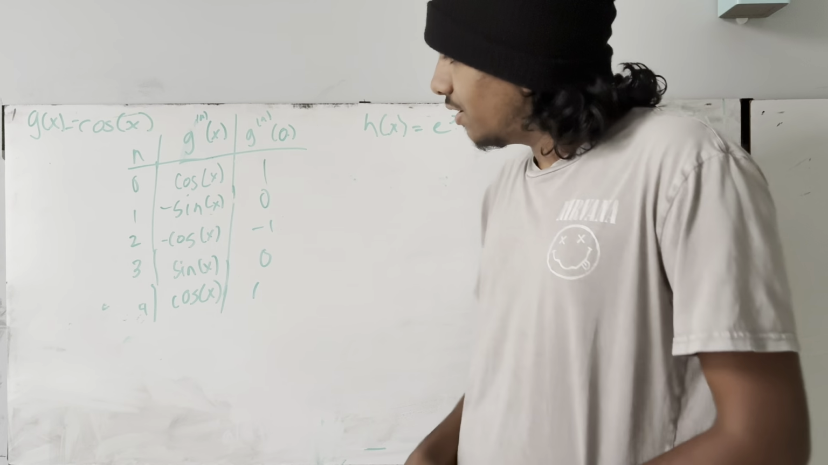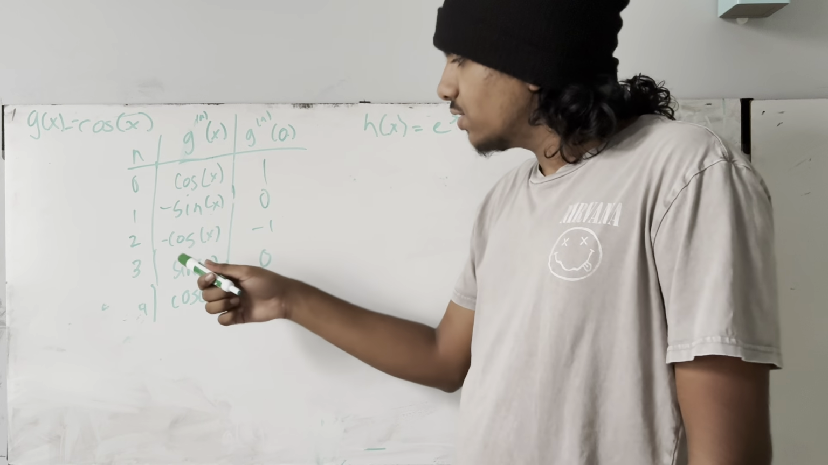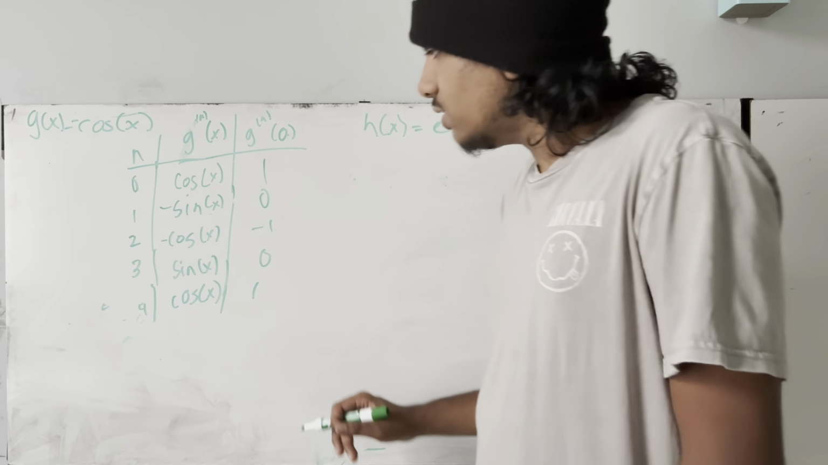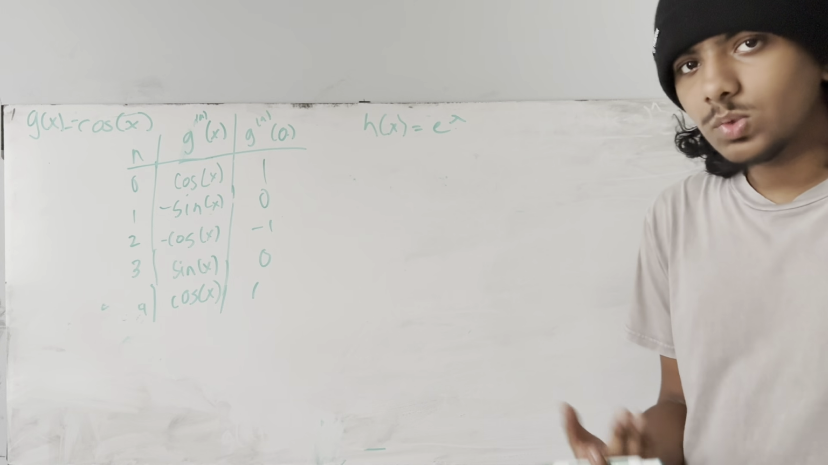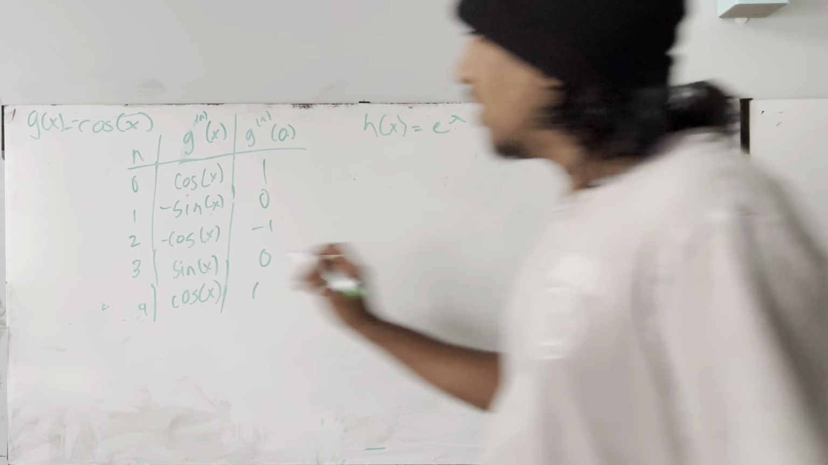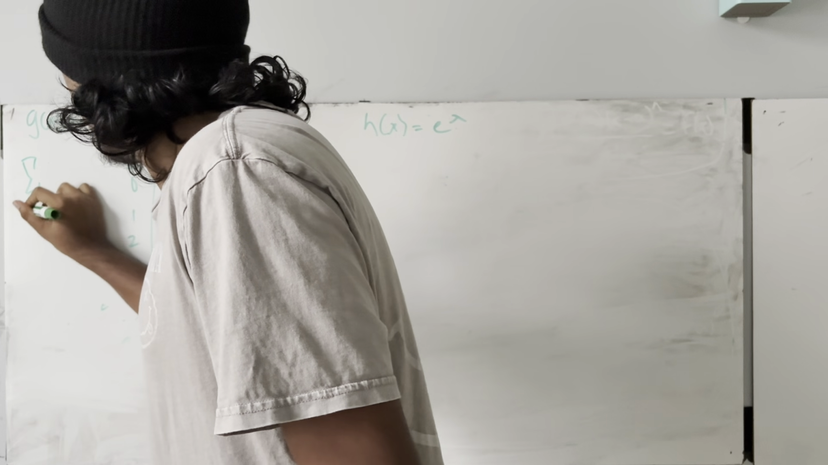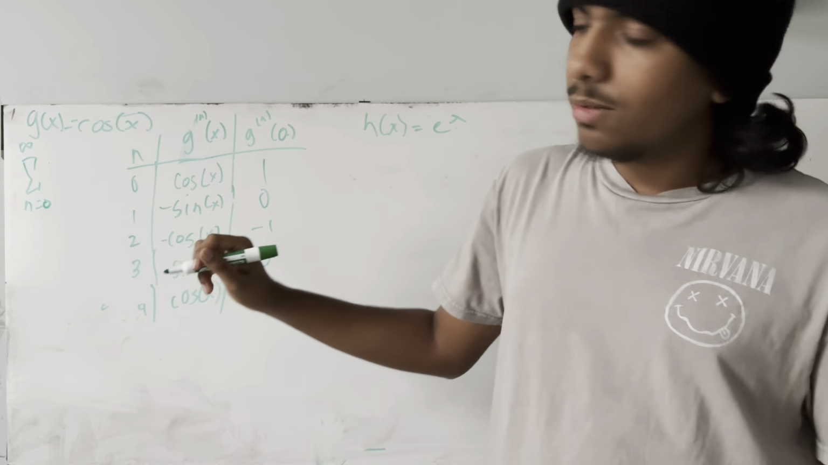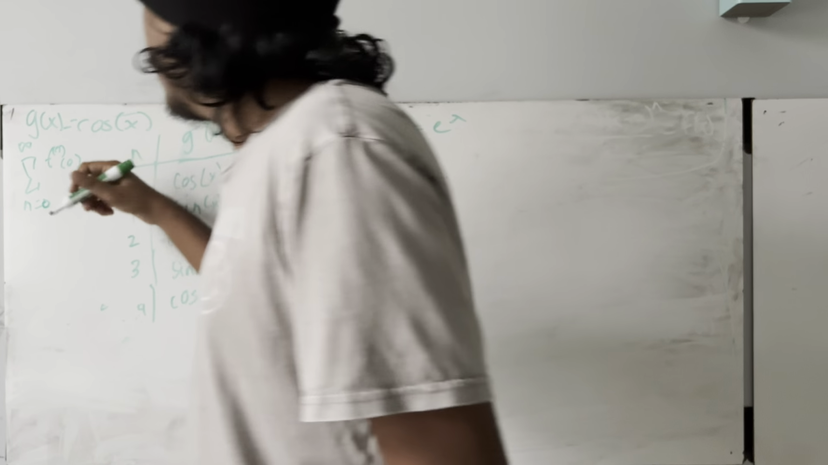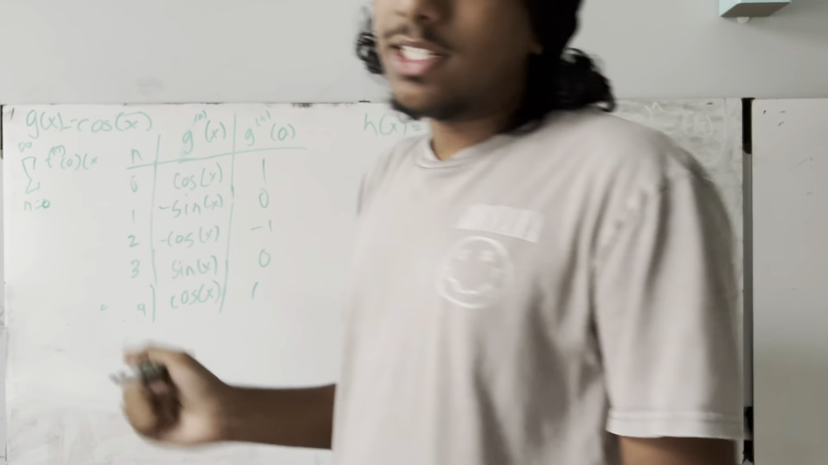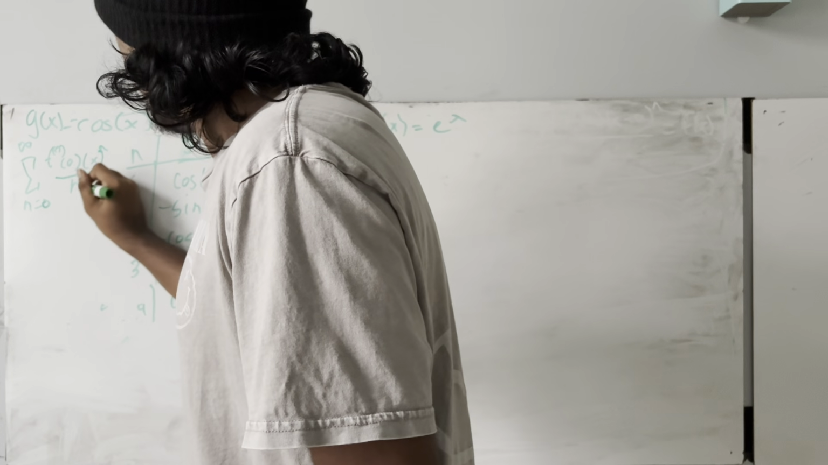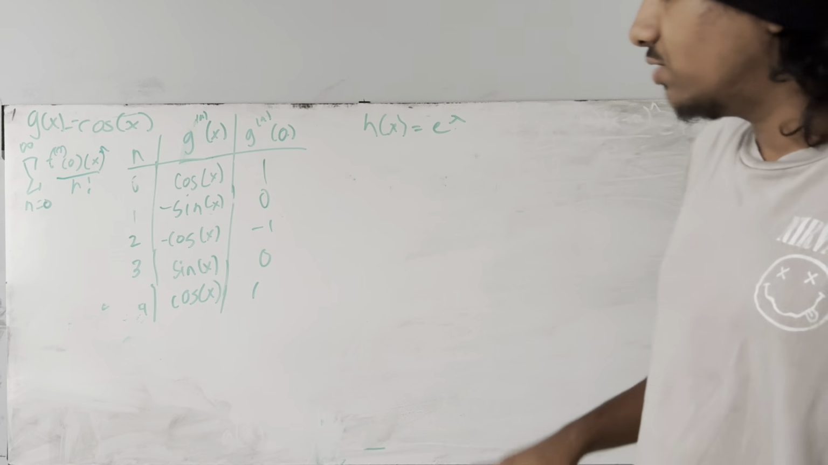Stop here. Why? Because it's a pattern. Cos, negative sine, negative cos, sine, cos. It repeats. So if we were to put this together, the series would repeat. So let's put this into a formula. Remember, let me write the formula right here. The sum of n goes from 0 to infinity, of the nth derivative at 0, times x minus 0, which is just x, to the nth power, over n factorial. Okay, let's write out each term.